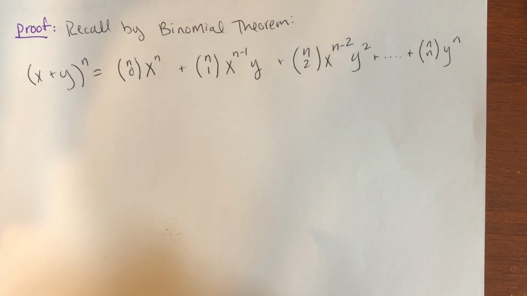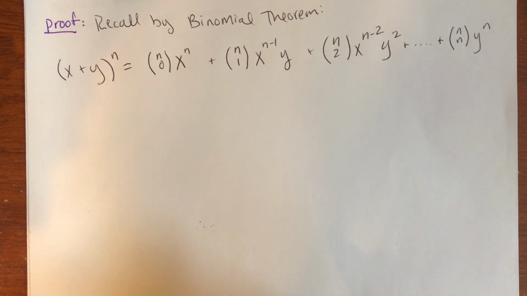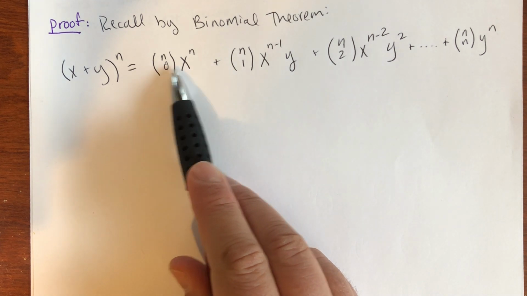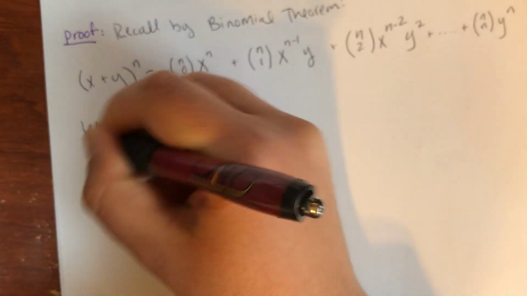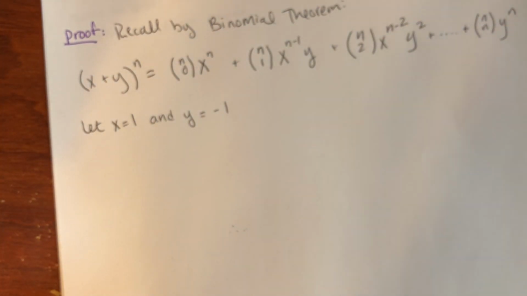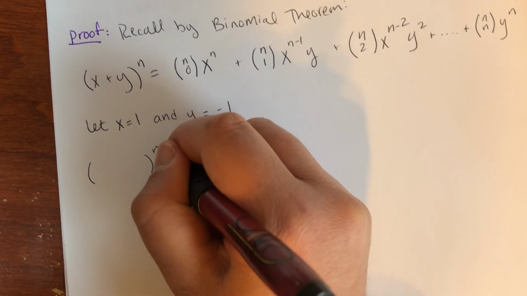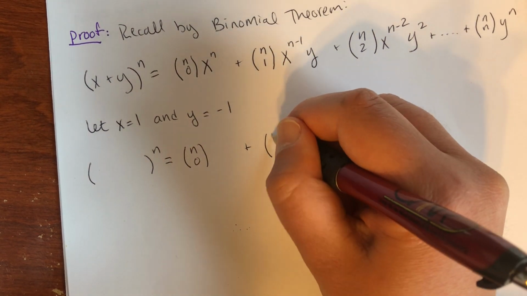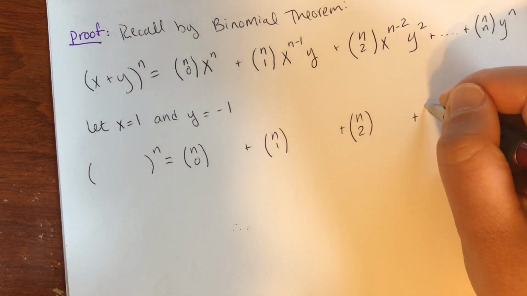So the way that we're going to do that is we're going to let our x term be equal to, let's see, we want this to be positive. So let's let x be equal to 1, and let's let y be equal to negative 1. All right, so I'm going to go through and write what we had before, but leave out the x and the y for now. I'll go one term farther.